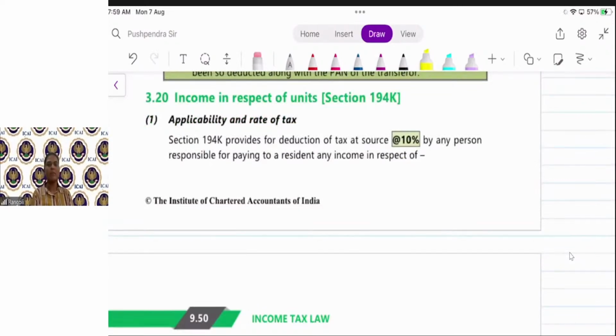This section is applicable only if the payee is resident. Okay, and the rate of TDS is 10%. It is the same as dividend, which we have studied under section 194.